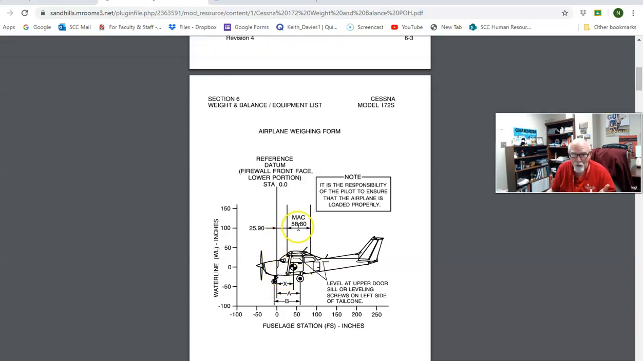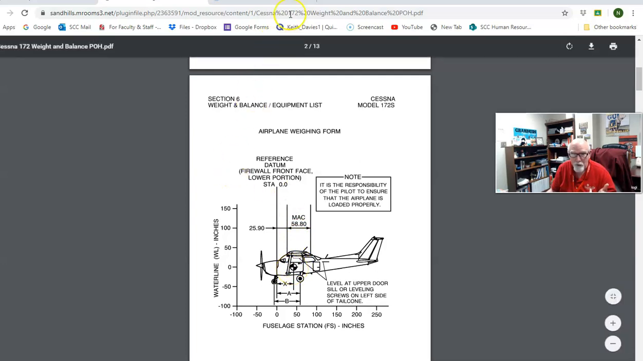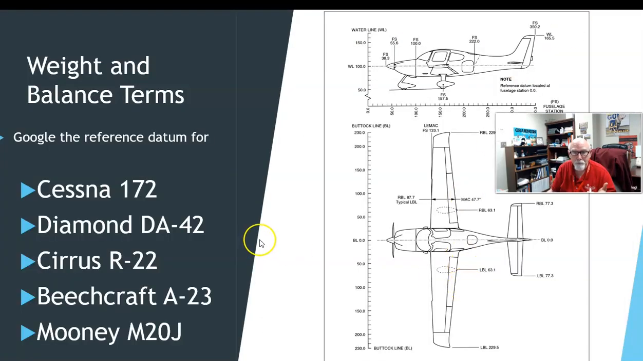So the center of lift for this 172 is right here. Your CG, or center of gravity, is right here. So a little bit different. Each one, the 172, the Diamonds, the Cirrus, R22, Beechcraft, they are going to have their own. And if you want to, you can Google the weight and balance reference datum for each of these aircraft, and that would help you out.